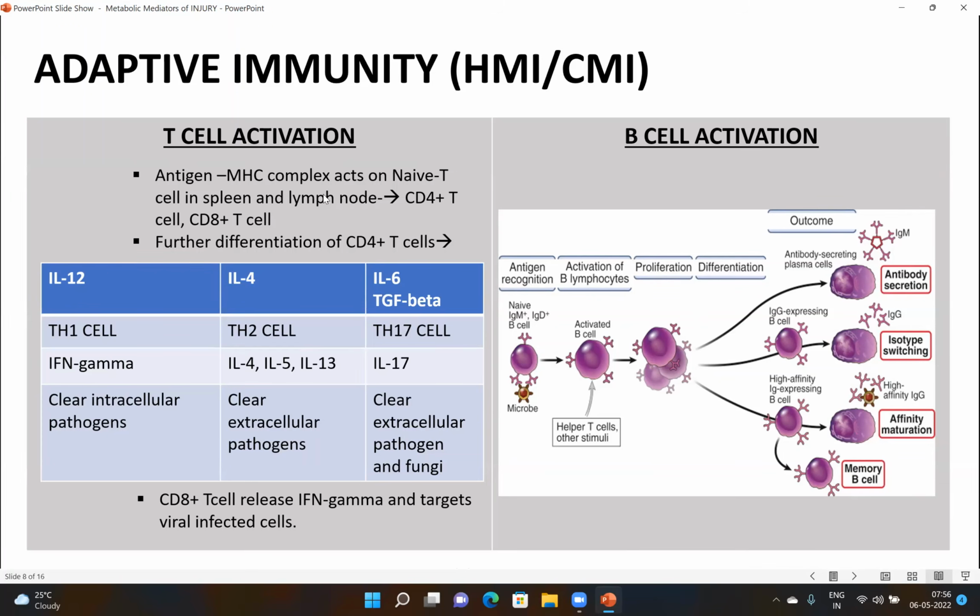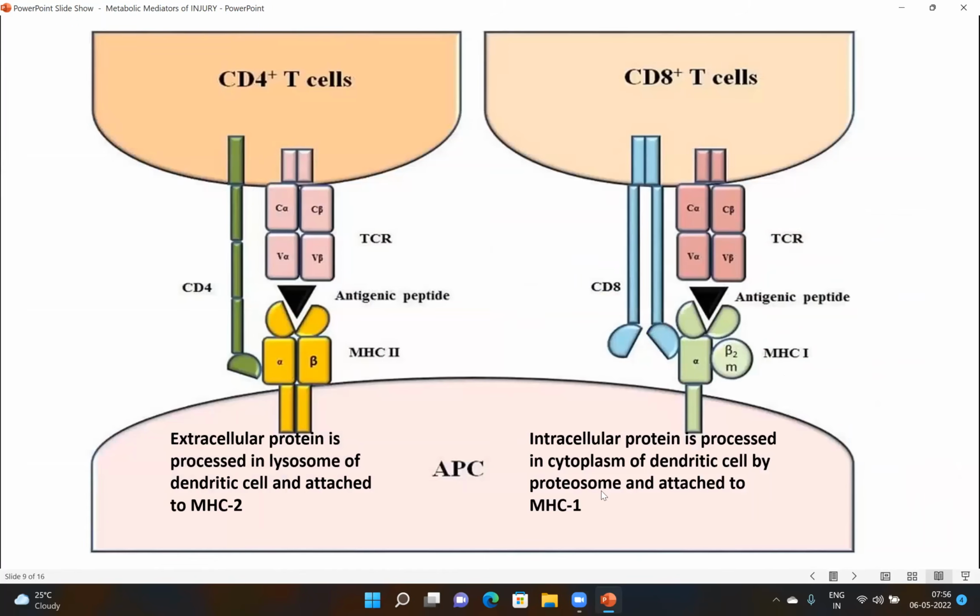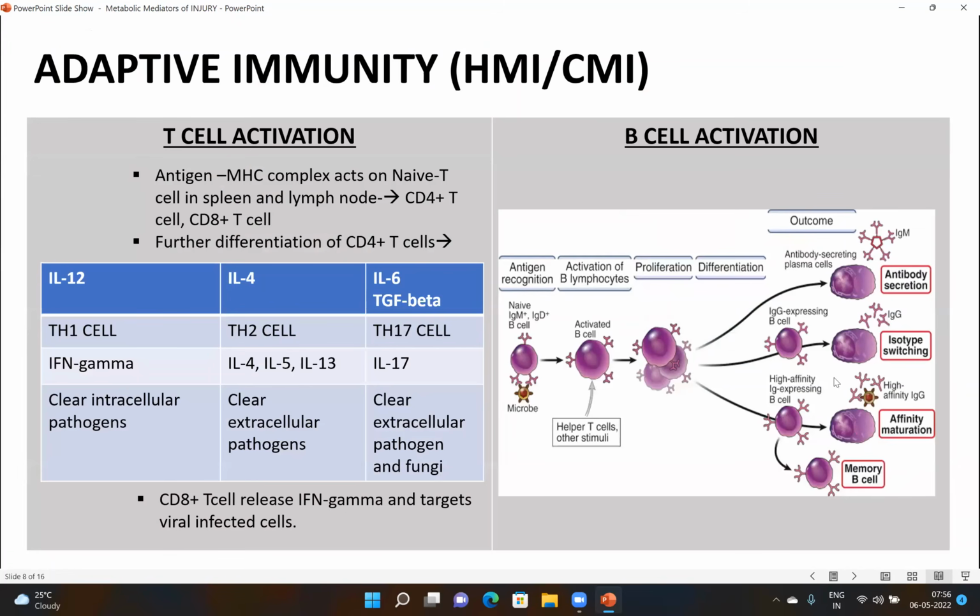This antigen and MHC complex, here we can see this antigen, an extracellular protein, is processed in the lysosome of the dendritic cells and attached to the MHC2 complex. This antigen is presented to the T cell receptors. This converts the naive T cells in spleen and lymph node into CD4 T cells and CD8 T cells.